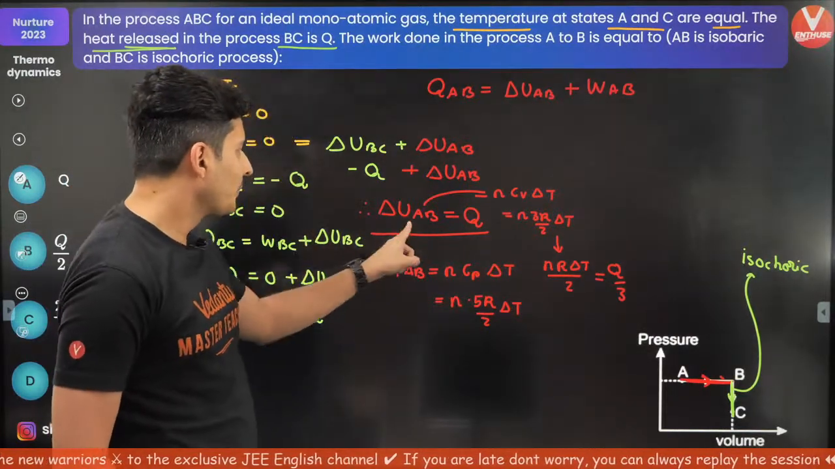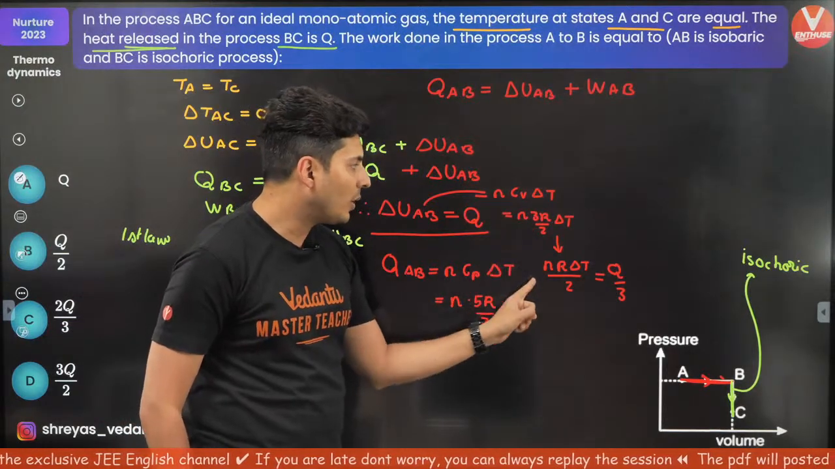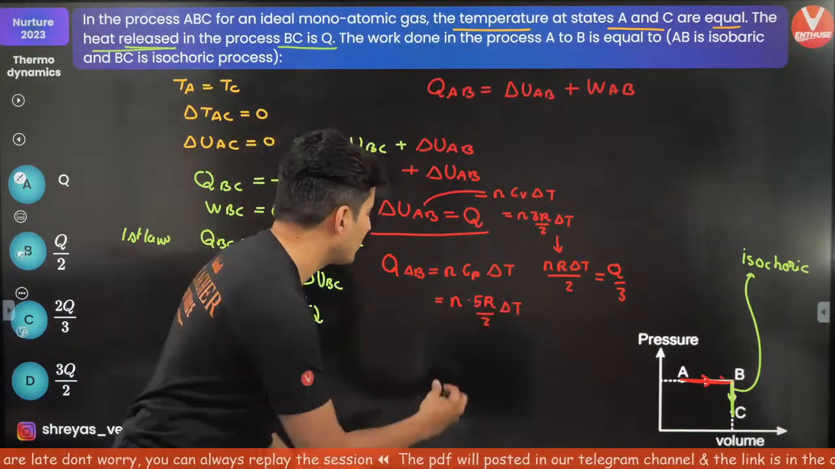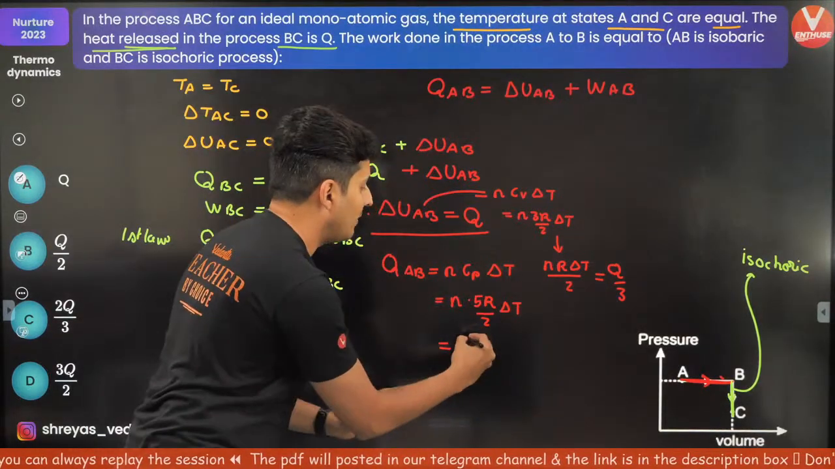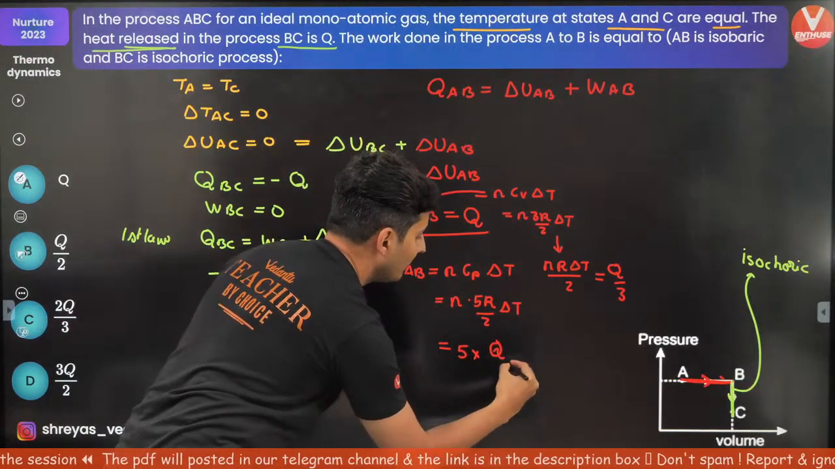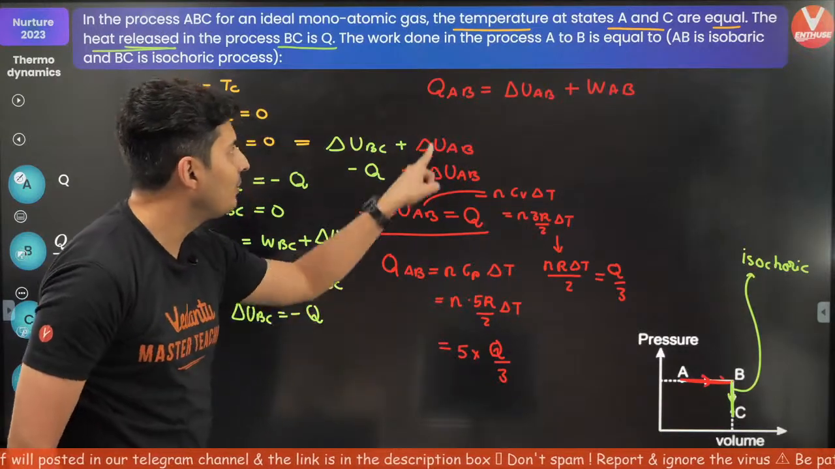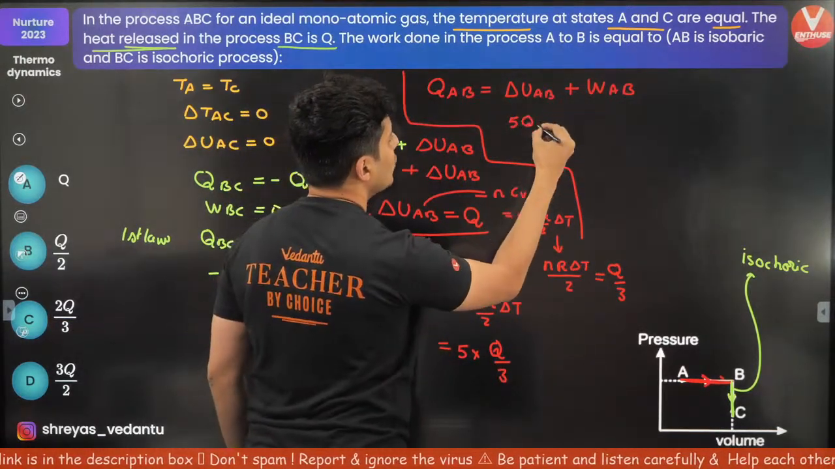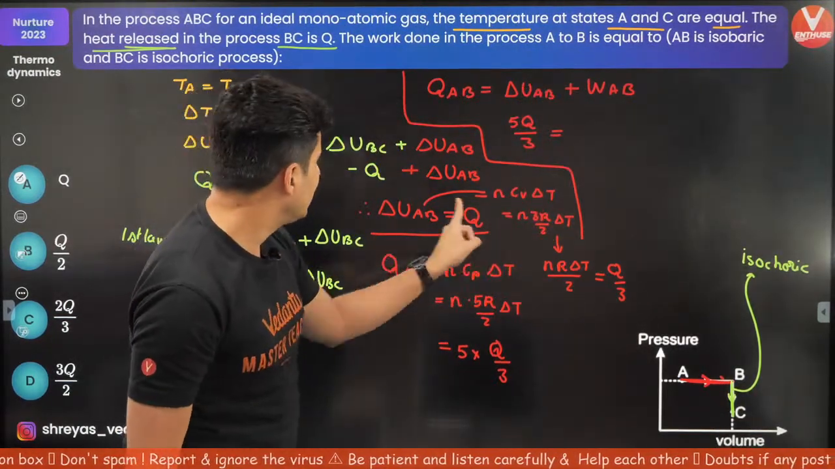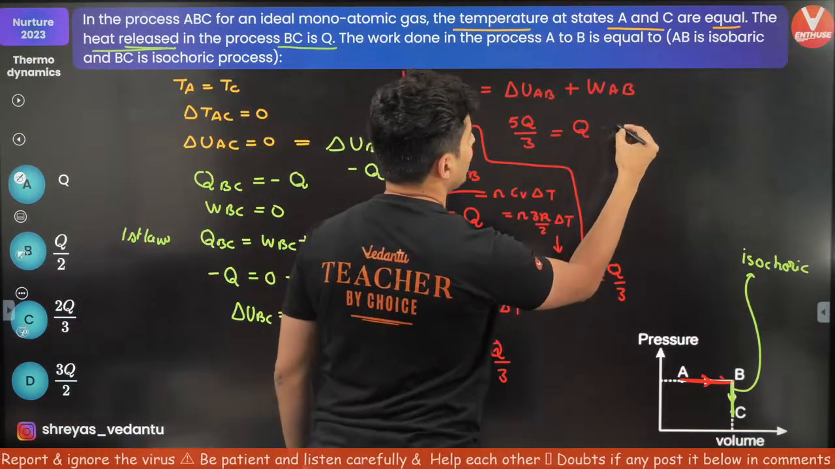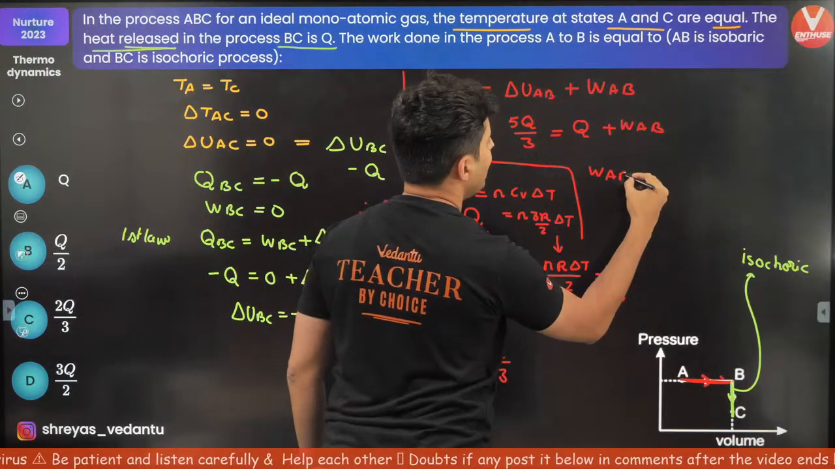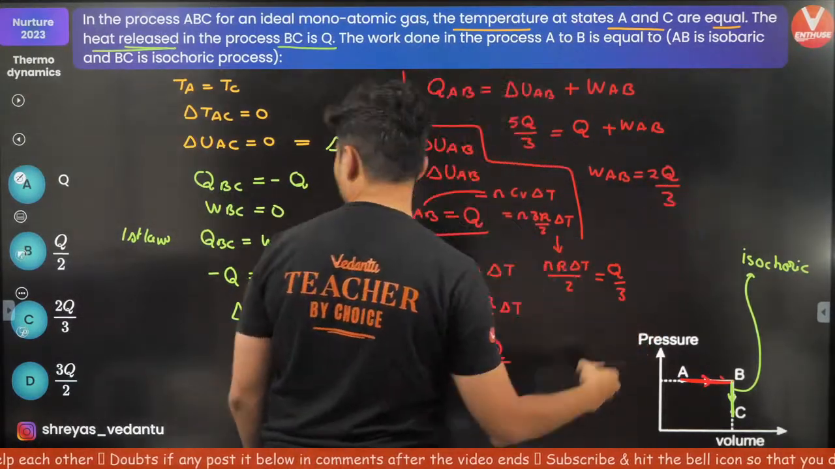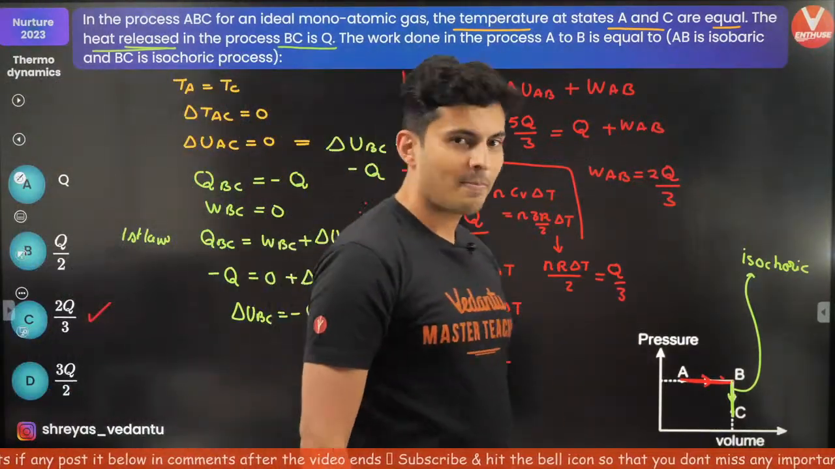So delta U is N Cv delta T, Cv is 3R/2. So from that I got NR delta T by 2 is Q by 3. So I think I have the term NR delta T by 2 over here also. So QAB will become 5 multiplied by NR delta T by 2, which is nothing but Q divided by 3. So I think I have got QAB as well. So now let's start substituting and see what we get. So QAB is 5Q divided by 3. Delta UAB is just nothing but Q, plus WAB. So WAB will be 5/3 Q minus Q, which is how much? 2Q by 3. Is 2Q by 3 there somewhere? Yes, it is there. Very interesting.